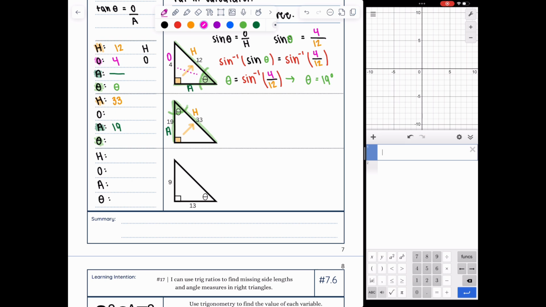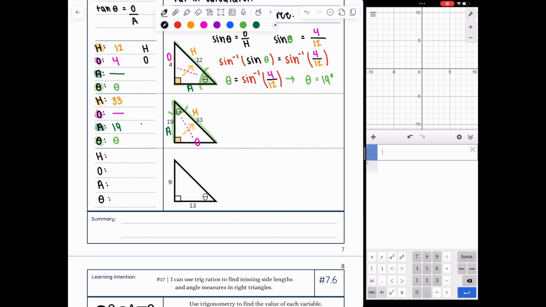So far, I know the adjacent side and I know the hypotenuse, which means I still have to label my opposite side. Unfortunately, I don't know any information about my opposite side, so I can't really do anything with that. I'm going to draw a line through it. At this point, I have all of the pieces of my right triangle labeled.